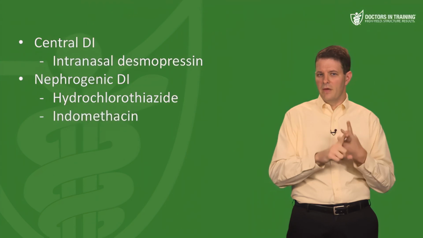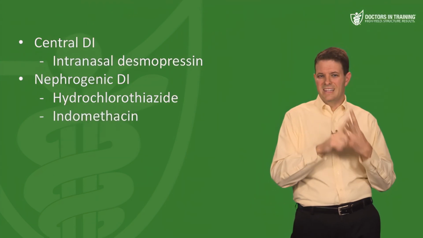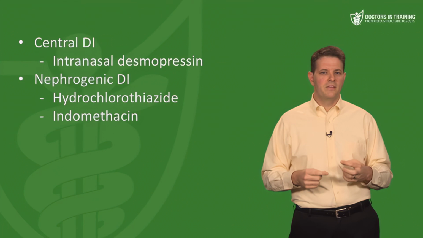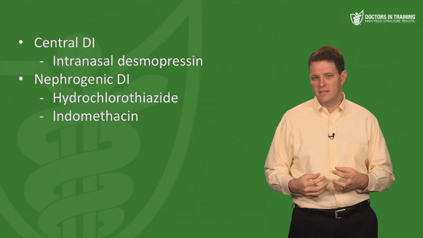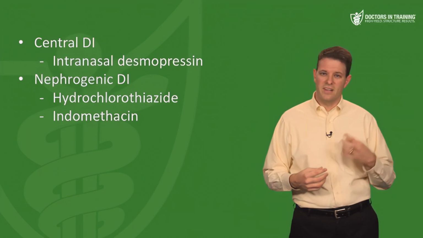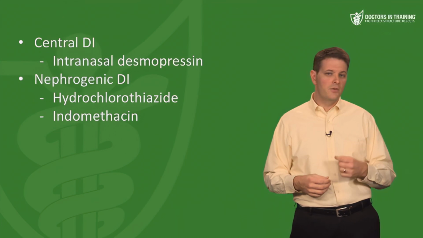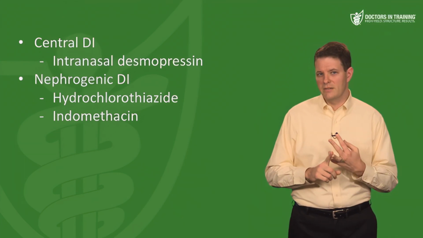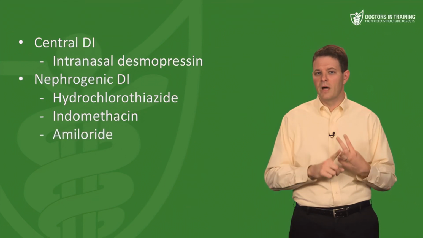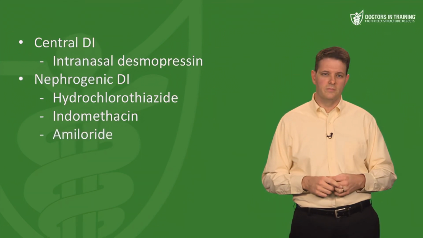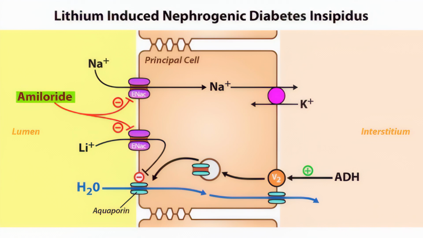Second line would be indomethacin, which can also be used in addition to HCTZ. Indomethacin will inhibit prostaglandin synthesis and reduce renal blood flow, and that's going to decrease urine output somewhat. And then if you're treating lithium-induced nephrogenic diabetes insipidus, the potassium-sparing diuretic amiloride is also particularly helpful. Amiloride blocks the sodium channels that lithium uses to enter the principal cell. So sometimes when you have a bipolar patient who really needs lithium, but he's getting diabetes insipidus from it, you can add some amiloride and that'll allow the patient to stay on lithium.